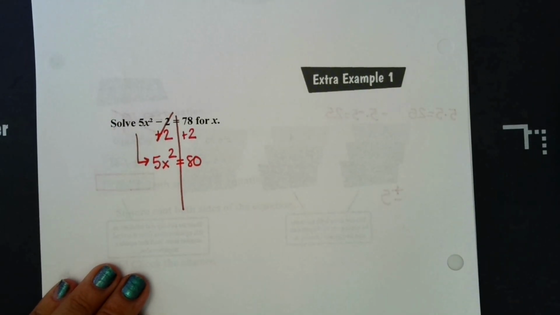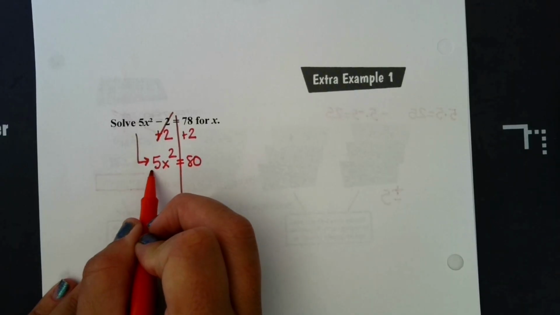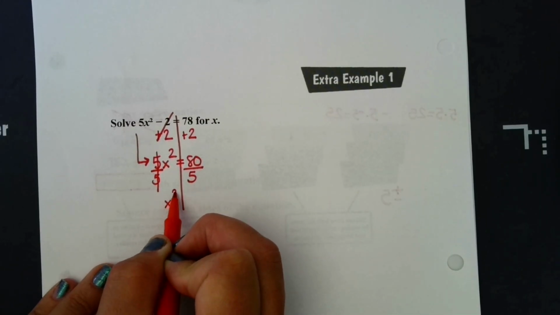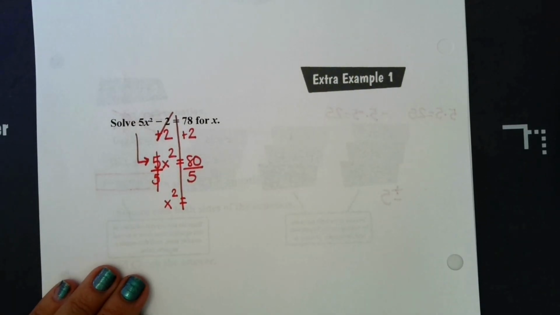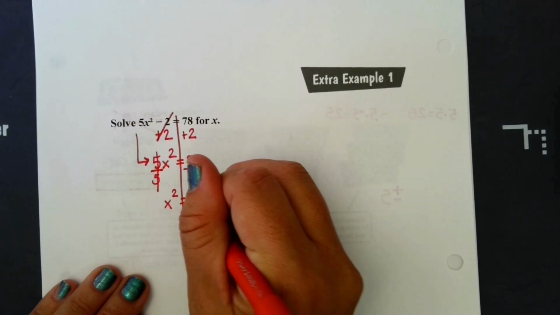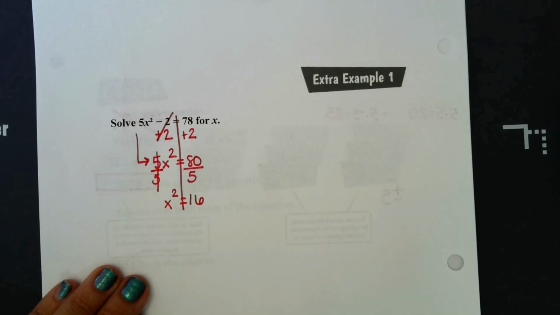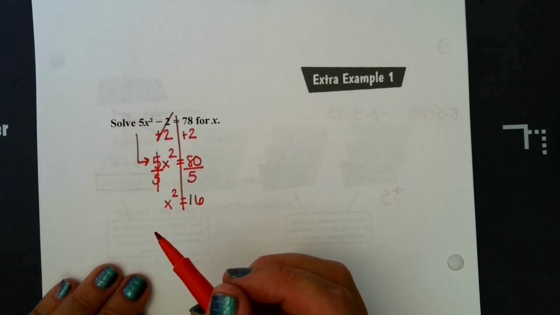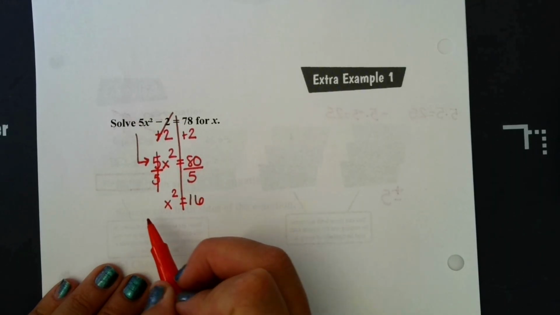What's the next thing I should do? Divide. Divide by what? Just that 5. Bring down what I didn't use. What is 80 divided by 5? 16. Now, if I didn't have that x squared, I'd be done. So what's the next thing I need to do to get rid of that squared part? Not divide. If it's squared, how do you get rid of it? Square root.